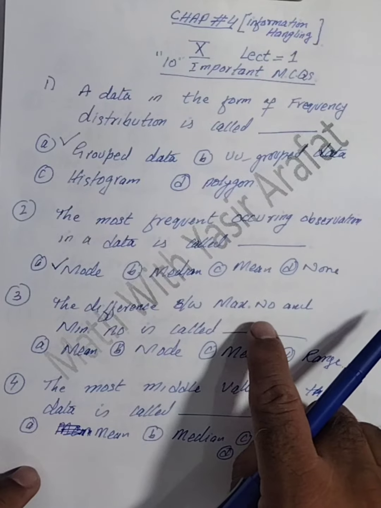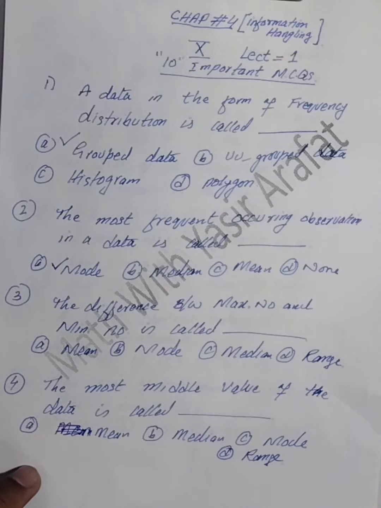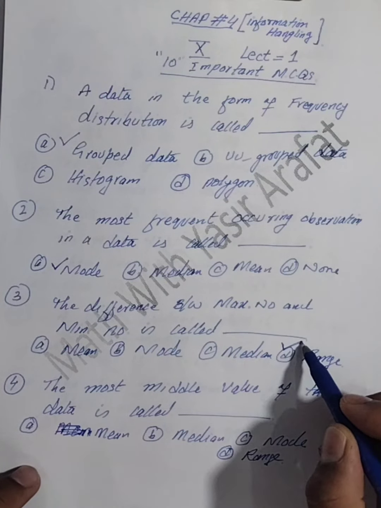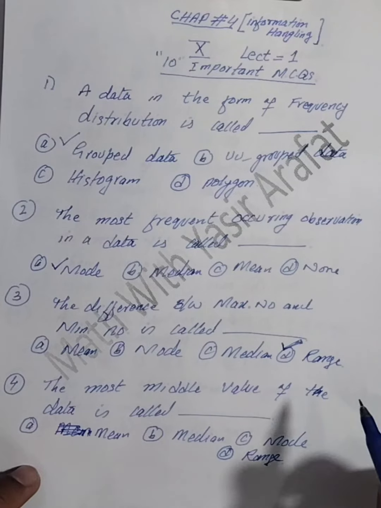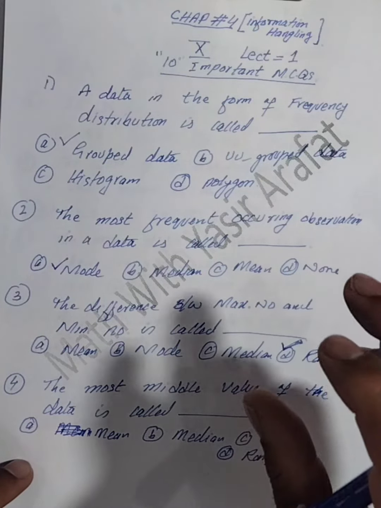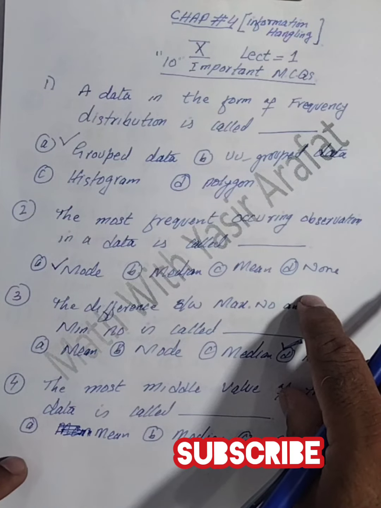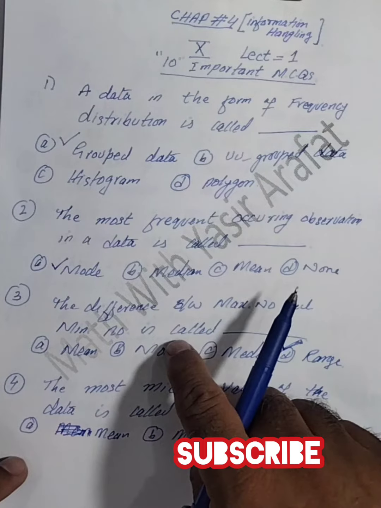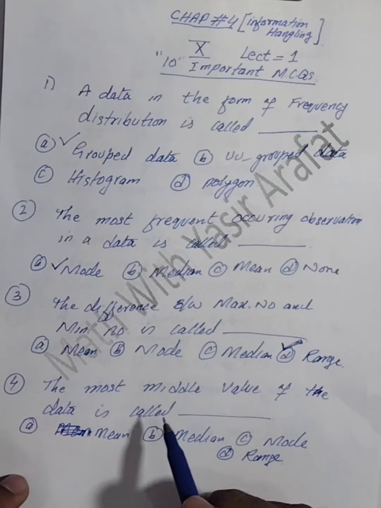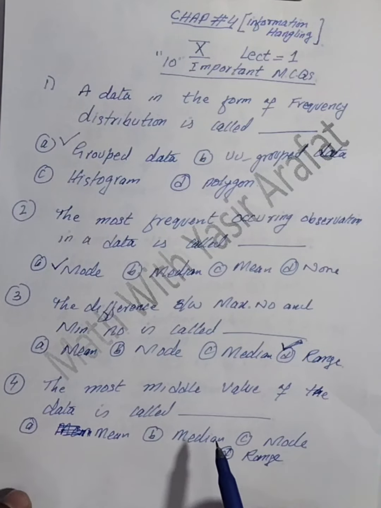The difference between the maximum number and the minimum number is called its range. The correct option is D. If the data is given to you, first we have to take out the minimum number from that data and the maximum number from that data and take out their difference, maximum minus minimum, it is called its range. So the correct option of the third MCQ, D is the correct option.